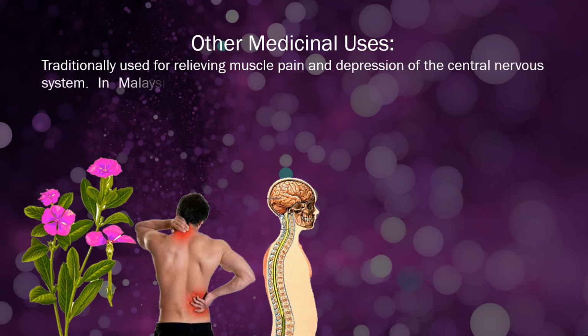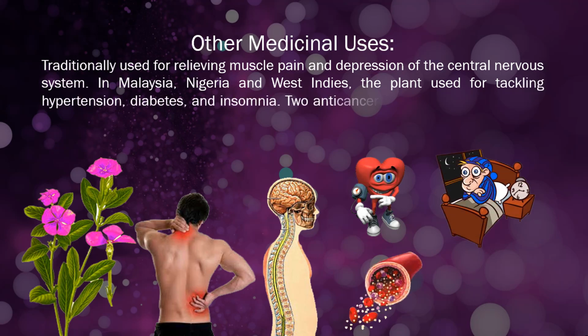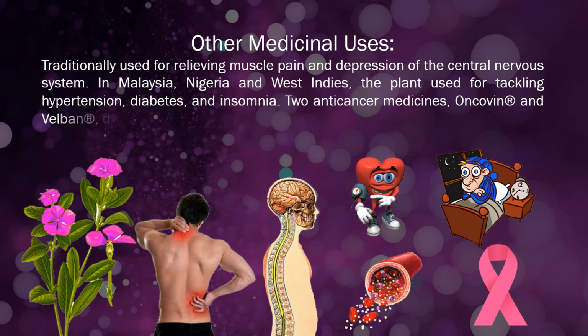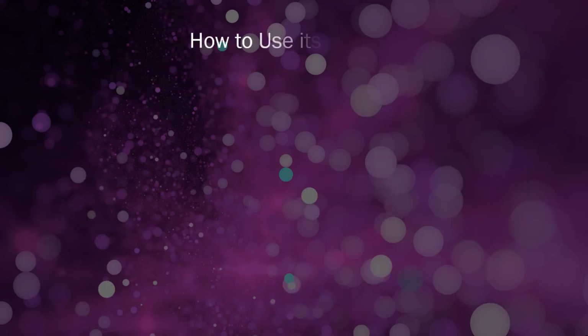In Malaysia, Nigeria and West Indies, the plant is used for tackling hypertension, diabetes and insomnia. Two anti-cancer medicines, Oncovin and Velban, derived from it, are sold for $100 million per year. How to use its flower.